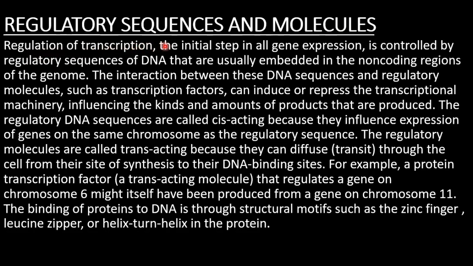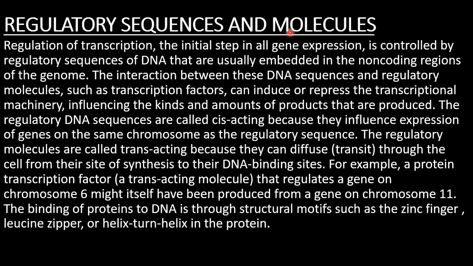Now, regulation of transcription, which is the initial step in all gene expression, is controlled by regulatory sequences of DNA that are usually embedded in the non-coding regions of the genome. Now, the interaction between these DNA sequences and the regulatory molecules, one example being transcription factors, can induce or repress the transcriptional machinery, influencing the kinds and the amount of products that will be produced. Now, the regulatory sequences are known as cis-acting. Why? They influence expression of genes on the same chromosome as they are found on.